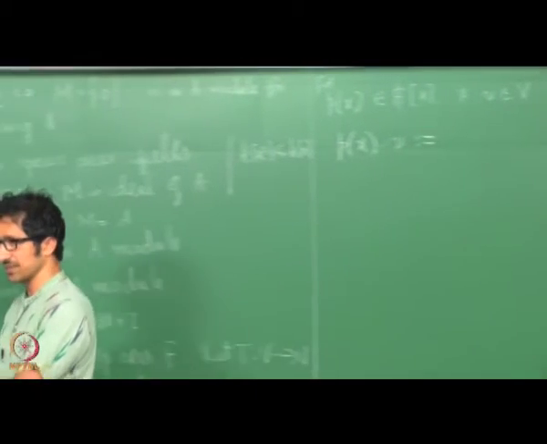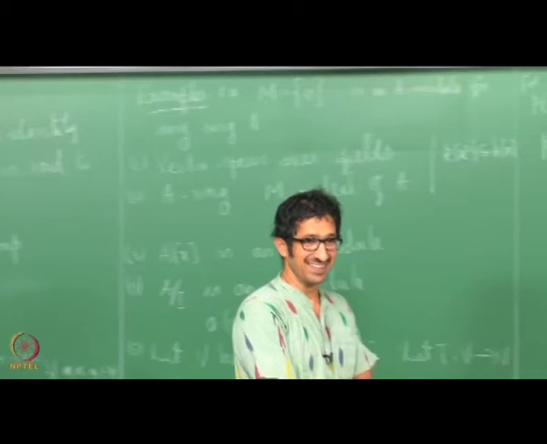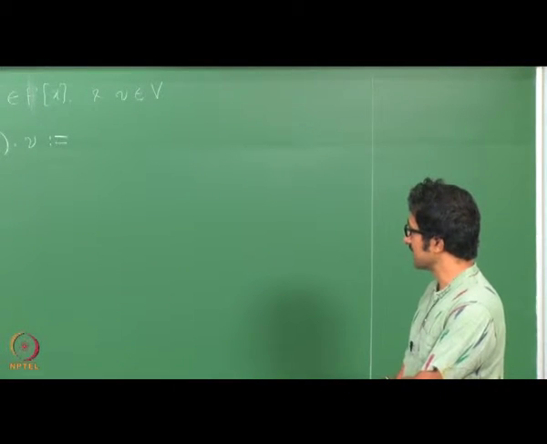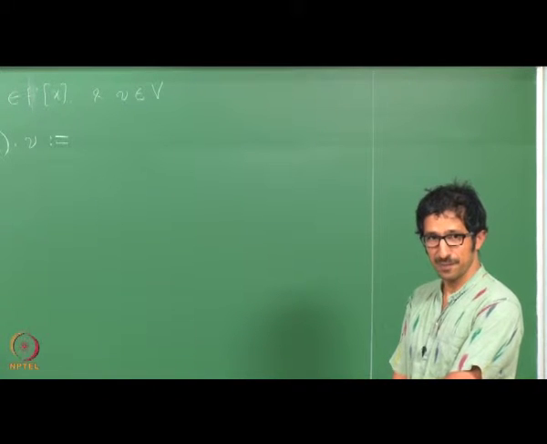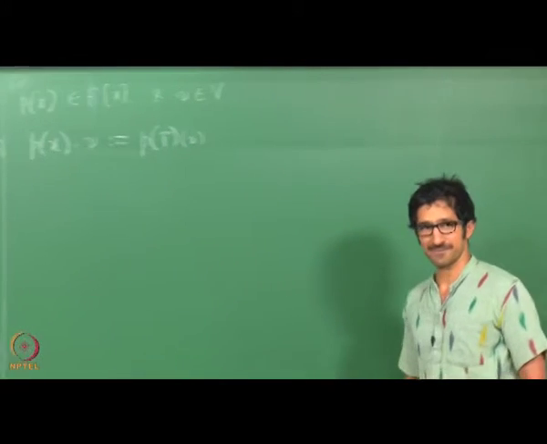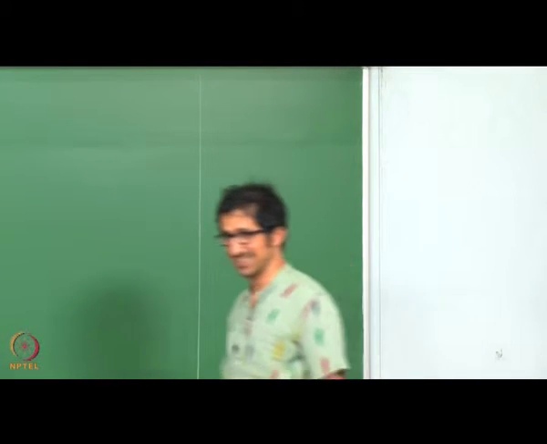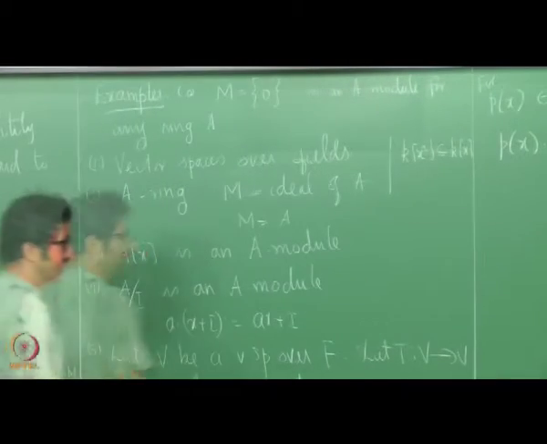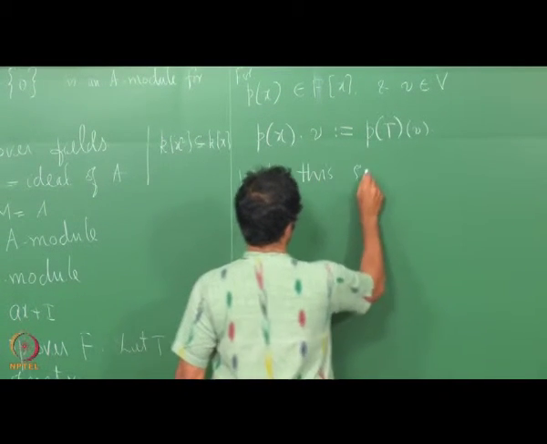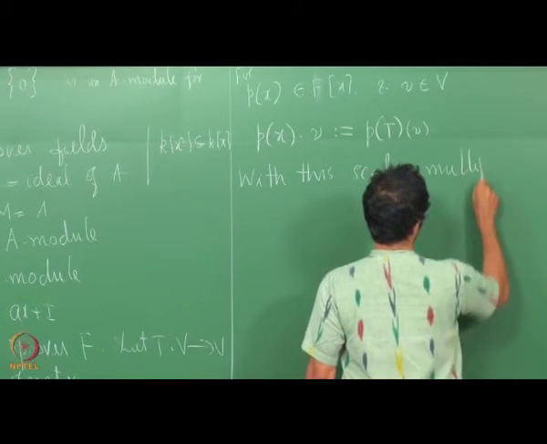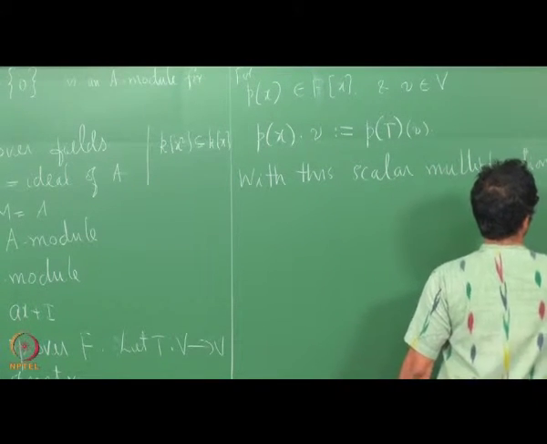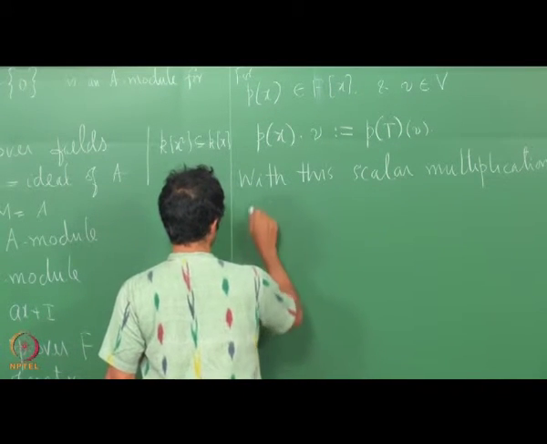Coefficients. So, summation a_i times T^i of v. How do you say that it is linear? Can you say that it is linear? This is P of T acting on v. Okay. So, with this scalar multiplication, V is an F[x] module.